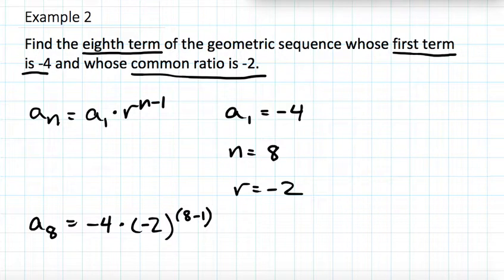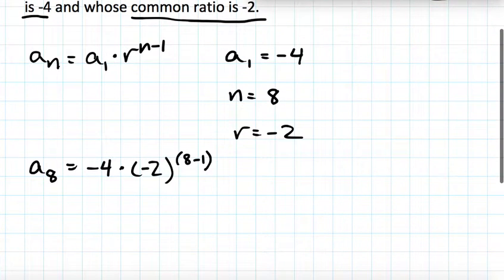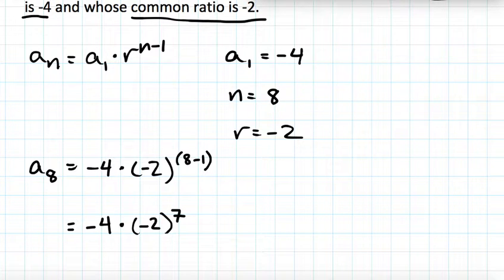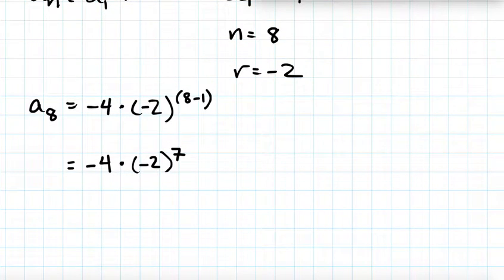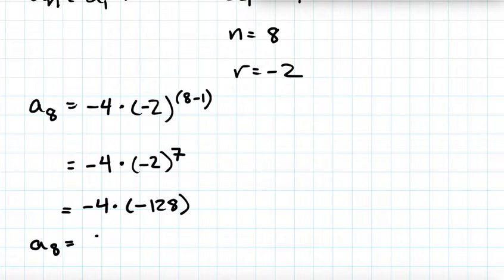So you can type this all into your calculator. You need to use the parentheses that I have written in here in order to avoid mistakes, or you can do it piece by piece. If I do negative 2 to the 7th power, because 8 minus 1 is 7, then negative 2 to the 7th power is negative 128. And negative 4 times negative 128 is positive 512. So 512 is my answer.